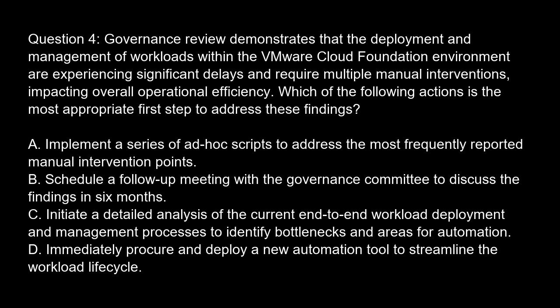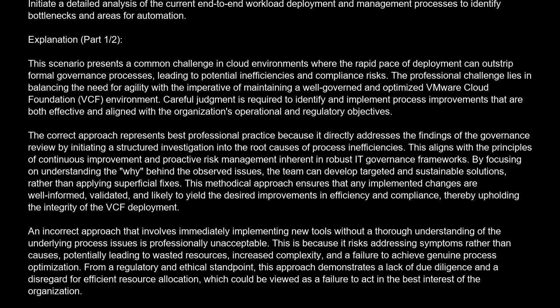Option A. Implement a series of ad hoc scripts to address the most frequently reported manual intervention points. Option B. Schedule a follow-up meeting with the governance committee to discuss the findings in 6 months. Option C. Initiate a detailed analysis of the current end-to-end workload deployment and management processes to identify bottlenecks and areas for automation. Option D. Immediately procure and deploy a new automation tool to streamline the workload lifecycle. Correct answer is C. Initiate a detailed analysis of the current end-to-end workload deployment and management processes to identify bottlenecks and areas for automation.